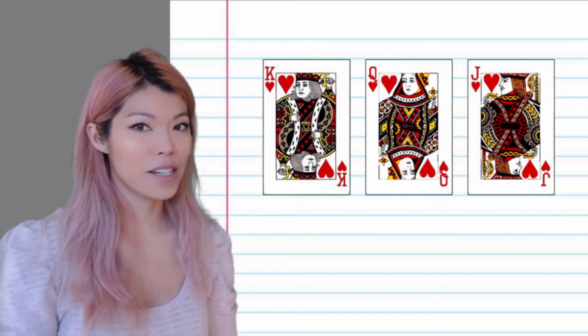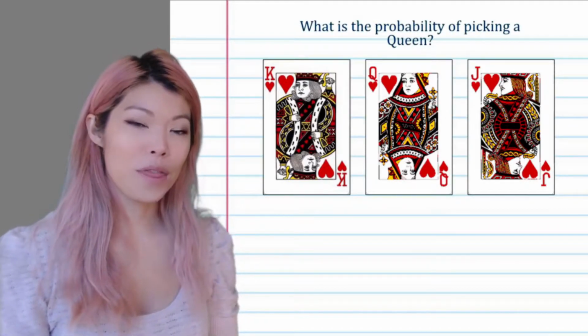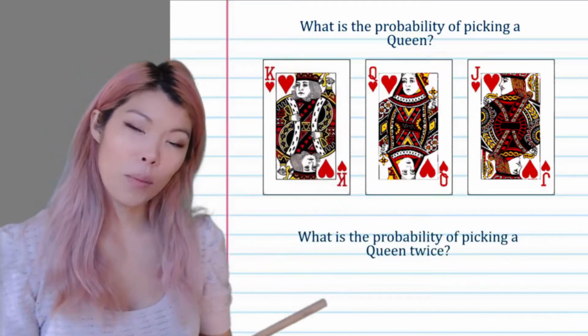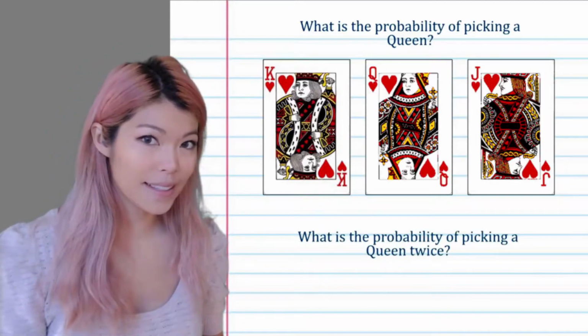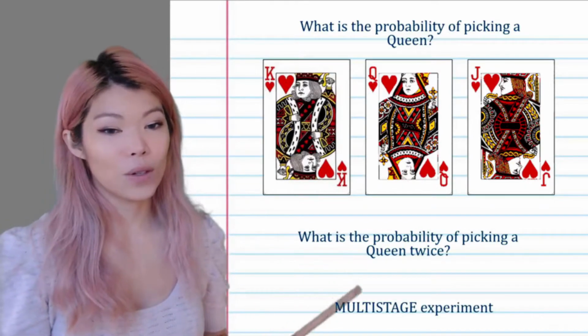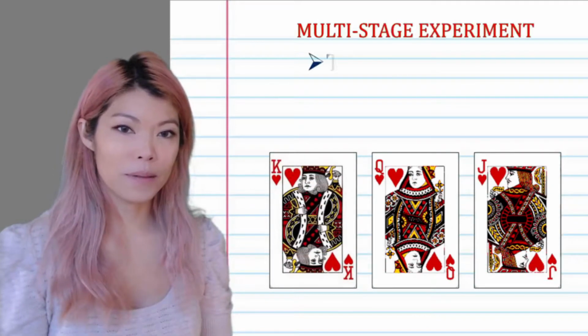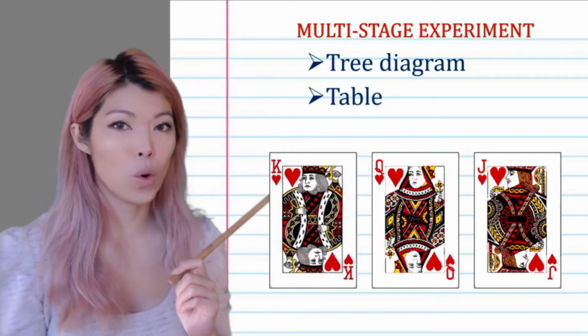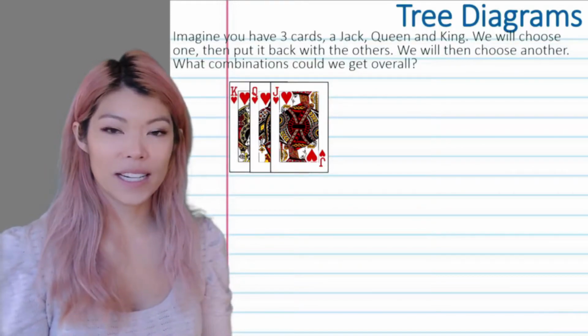What are multi-stage experiments? Well, if we had 3 cards, what is the probability of picking a queen? Or what is the probability of picking a queen twice? So we pick a queen and then we do it again. That is called a multi-stage experiment. In multi-stage experiments, we can solve them by using a tree diagram or a table. So let's have a look at an example.